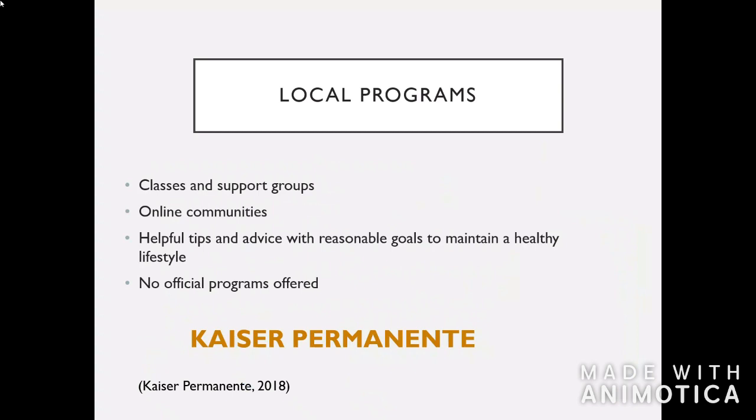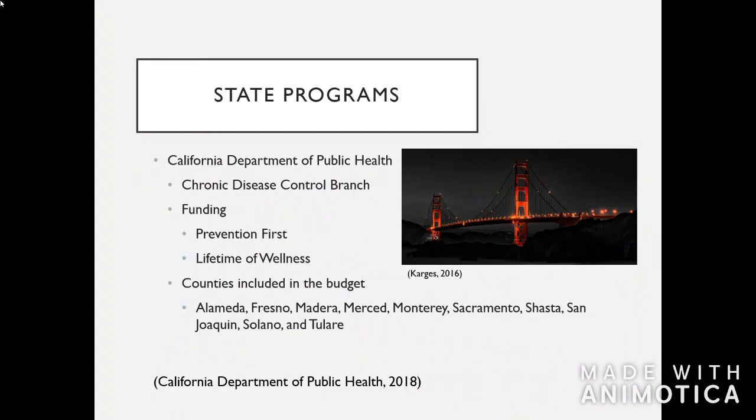The helpful tips found on their website offer simple and reasonable goals that will aid the patient in obtaining a healthier lifestyle and manage blood glucose levels more effectively. As far as state programs go, the California Department of Public Health has its own branch off called the Chronic Disease Control Branch. One of the areas it focuses on is diabetes.